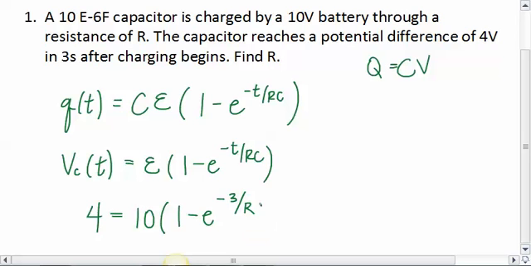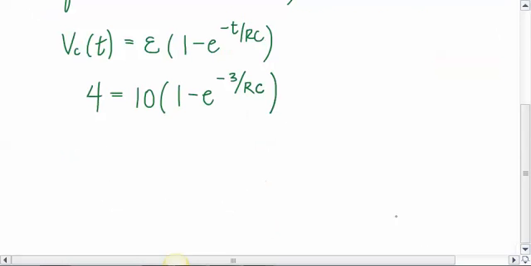You know what I'm going to do? I'm going to leave it as RC. Let's solve for RC and then we'll solve for R, because then I don't have to write a tiny little 10 to the negative 6 in that little tiny denominator. Is that okay? All right. So then we have what? 4 tenths is equal to 1 minus e to the negative 3 over RC.